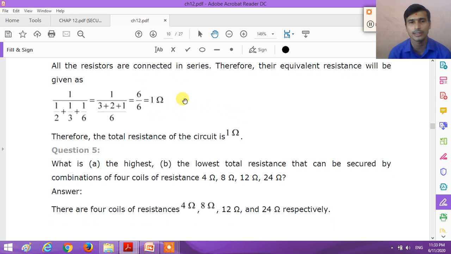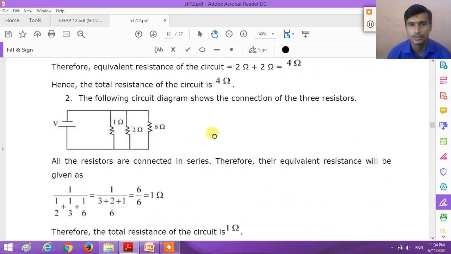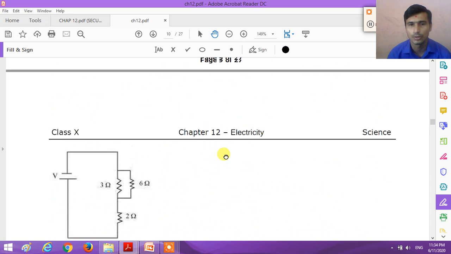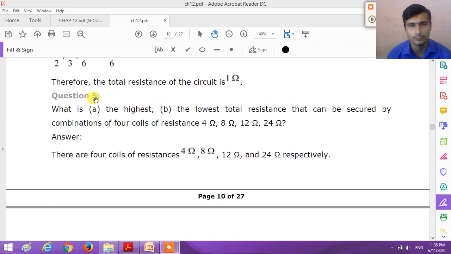How do we calculate the equivalent resistance of the parallel configuration? You know very well, right? 1 upon R is equal to 1 by R1 plus 1 by R2 plus 1 by R3. Put the values of R1, R2 and R3. We get the equivalent resistance of 1 ohm. So when these three resistances, 2 ohm, 3 ohm and 6 ohm, are connected in parallel, the equivalent resistance is 1 ohm.